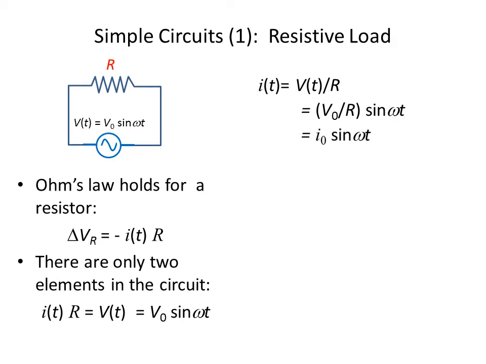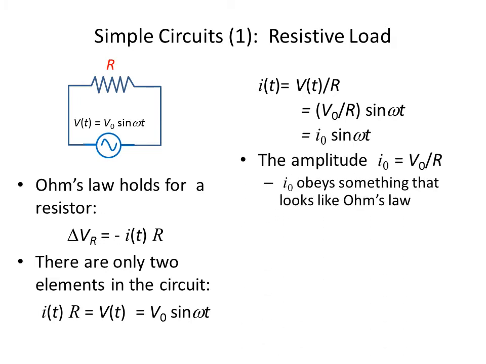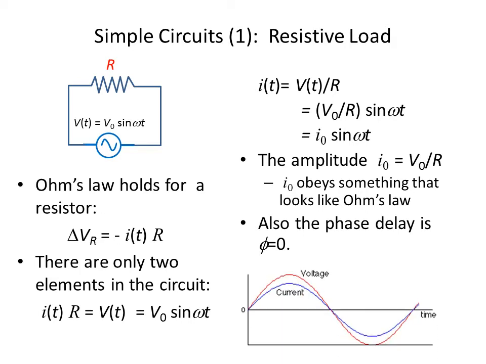If we write this as an I0 times sine omega t, that means the amplitude of the current I0 is equal to V0 divided by R. So the current amplitude I0 obeys something that looks like Ohm's law also. Also, the phase delay is 0, so phi is equal to 0.